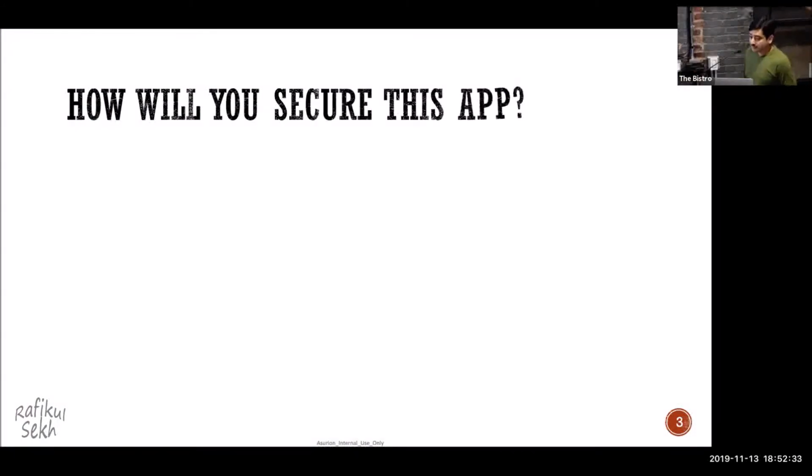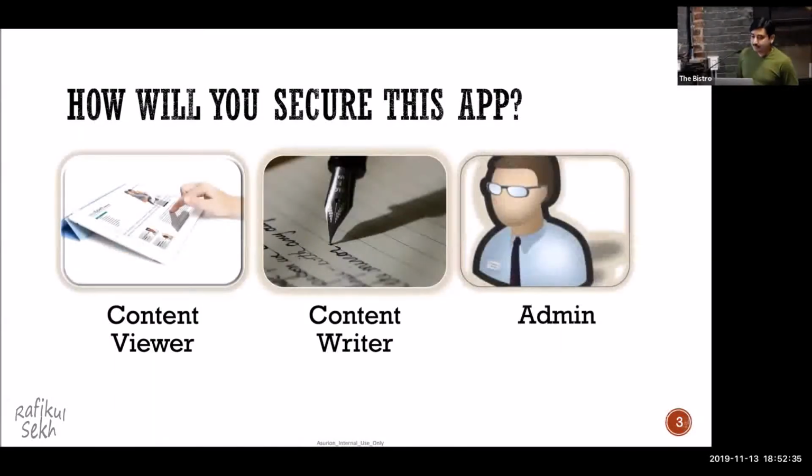First of all, how will you secure this app? We have 3 types of user: content viewer, content writer, and admin. Content viewer should not be able to modify anything in the app, and content writer can modify and view. Admin can do all of the things, plus it can modify users, add roles, or many other things.